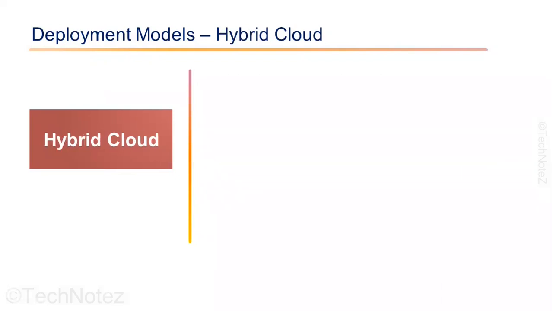Next, let's talk about hybrid cloud. Hybrid cloud combines the benefits of both public and private cloud. In a hybrid cloud, some workloads and data are stored in a private cloud while others are stored in a public cloud.